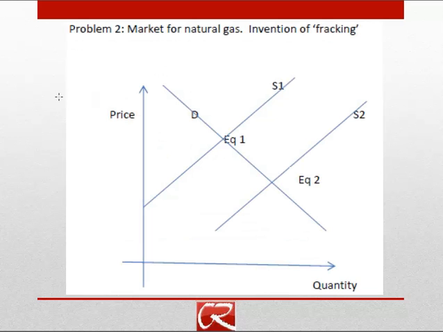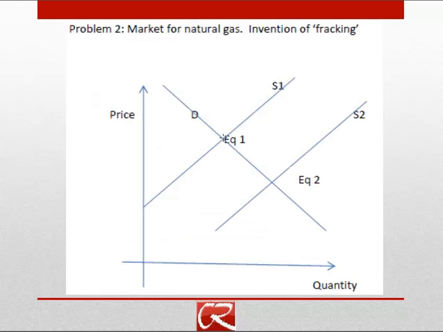The second problem considered what would happen to the market for natural gas if fracking becomes invented. Fracking is a technology that allows natural gas to be extracted from places where natural gas couldn't be extracted before. So at every price, more natural gas is available. So we shift the supply curve to the right.